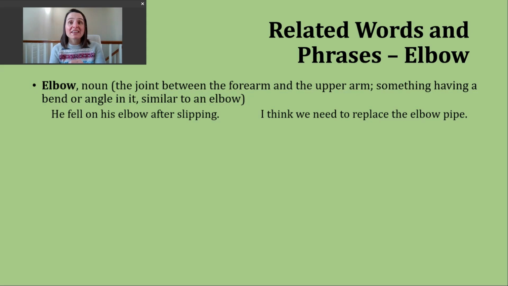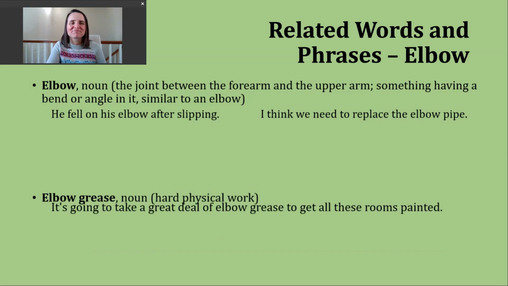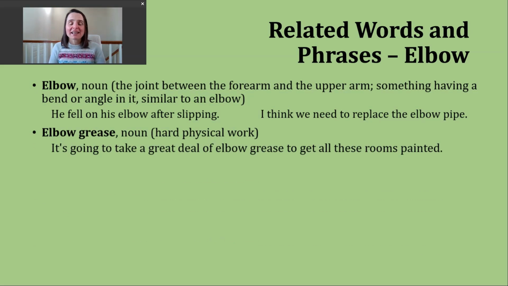A second way you hear the noun elbow used is to refer to something that has a bend or an angle in it. So, kind of thinking of this shape one's elbow makes. So, an example here. I think we need to replace the elbow pipe. Right? So many times as you think of pipes, you might think of something that is long and straight, but they do make special pieces that have a little bend into them. They're called elbows.